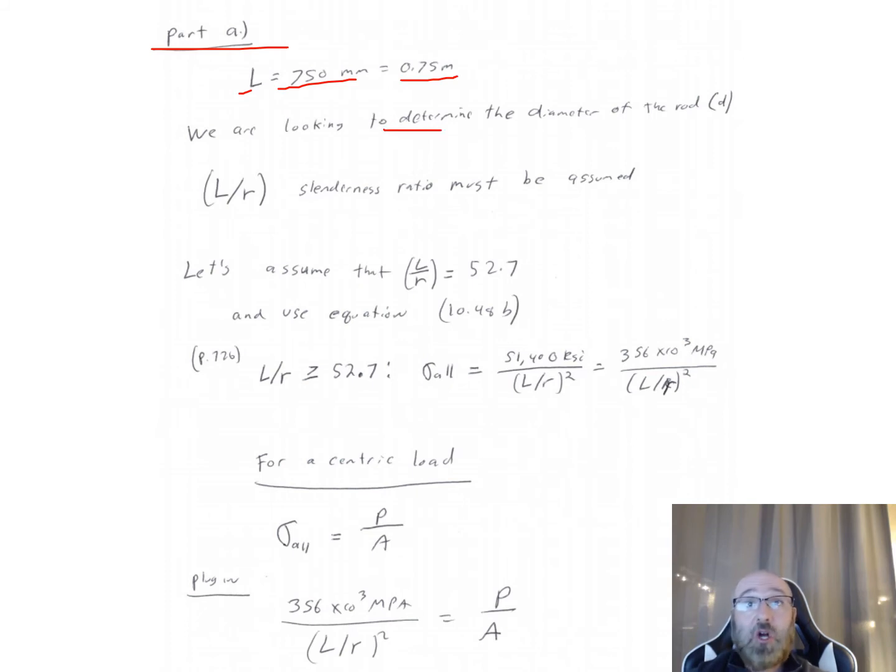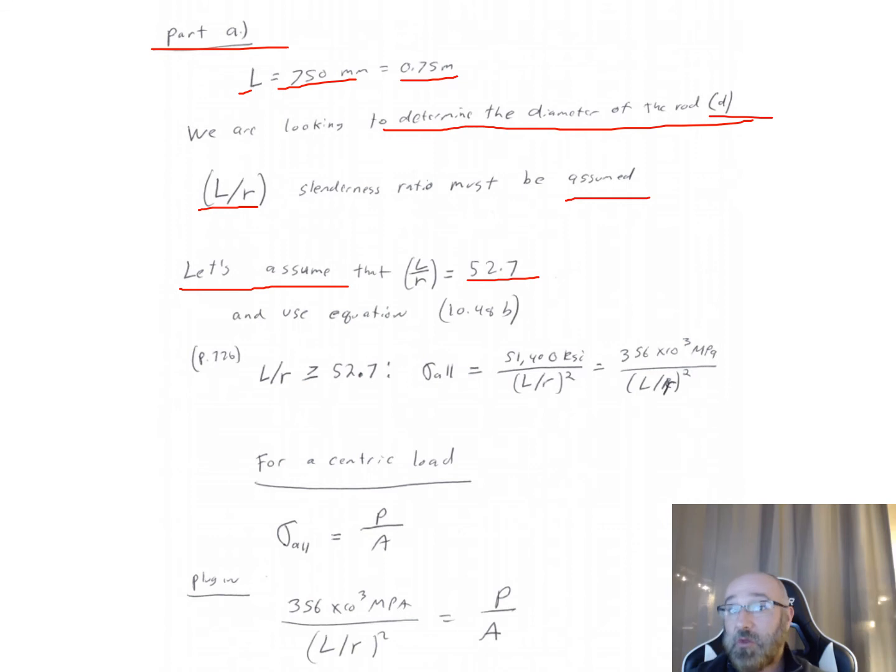We're looking to determine the diameter of the rod, a value for D. So from our procedure for analysis, we're going to take a look at our slenderness ratio, and we're going to make an assumption. So L over R, that slenderness ratio, must be assumed. Let's assume that our slenderness ratio, our value for L over R, is 52.7. And this comes from those tables, those relationships, those equations we saw earlier in the module.